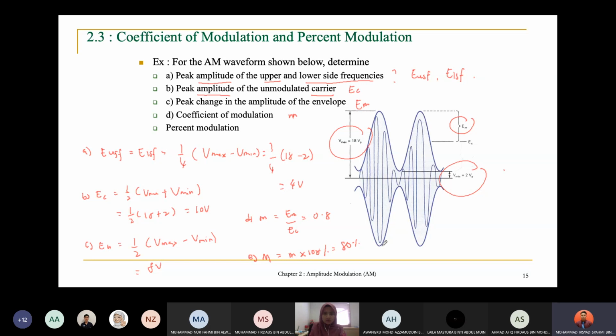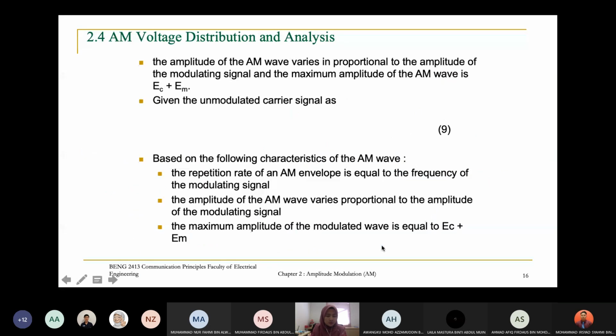Okay, so I hope that you guys understand. This is basically simple calculation, but you need to remember the formula. You need to use the correct formula. Okay, so next, we will proceed to subchapter 2.4, AM voltage distribution and analysis.